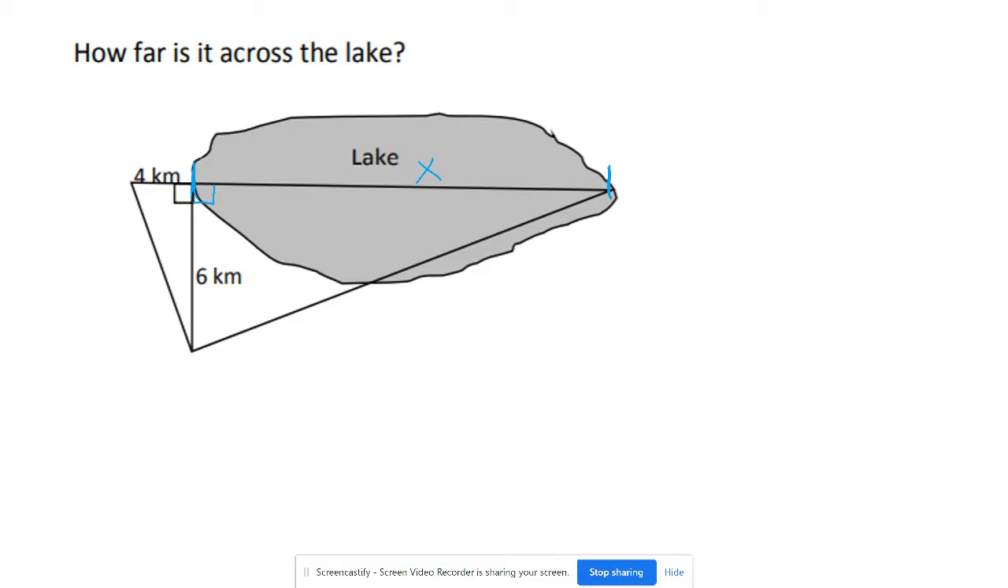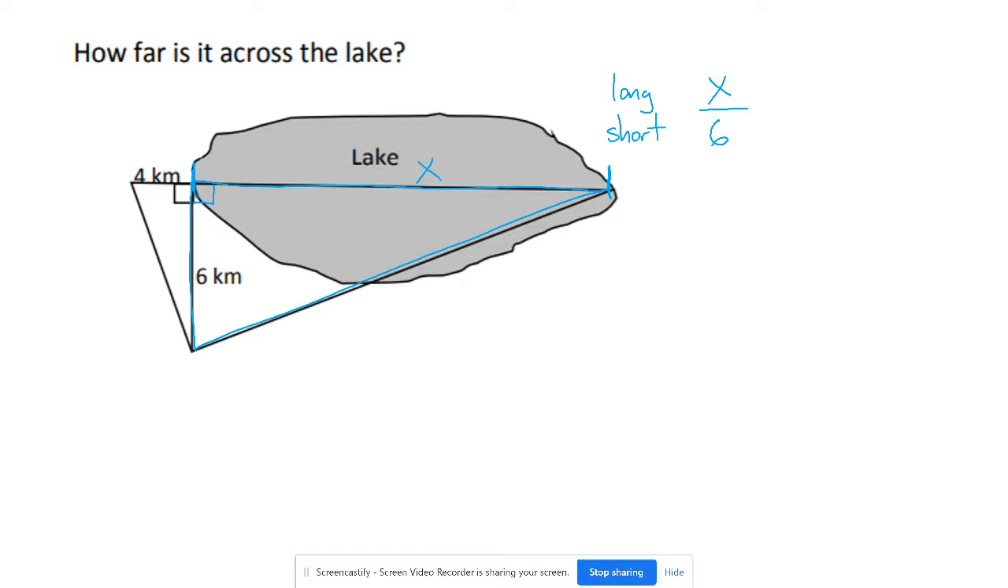So again, we need two triangles, and we need to have two sides of both triangles. So if I look here, the triangle on the right, I have the two legs. I have x and 6. So I'm going to go x over 6. X is the long leg. 6 is the short leg.